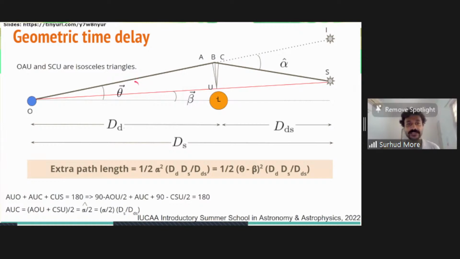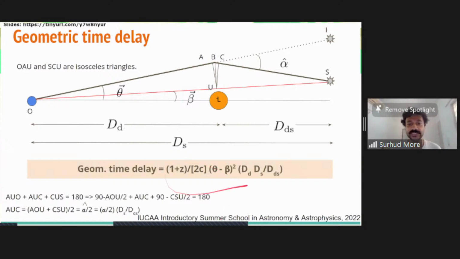We also know that this angle is just theta minus beta. So you can also write this extra path length as half of theta minus beta the whole squared times this factor. If you want to calculate the extra time delay taken by the light ray, you take this extra path length and divide by c. So that's the geometric time delay. There is an additional 1 plus z factor that comes in because of the cosmological expansion. But other than that, the slide explains how to derive this geometric time delay.